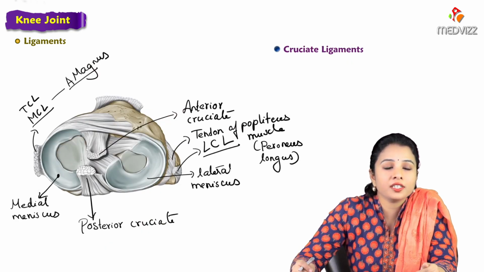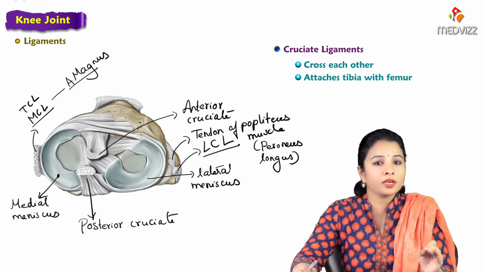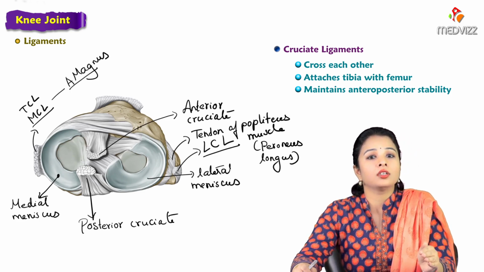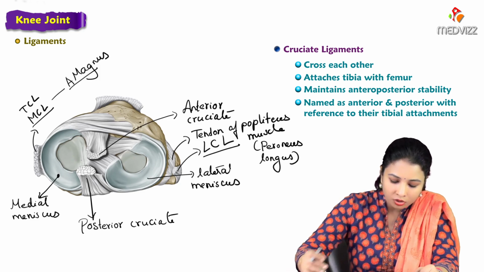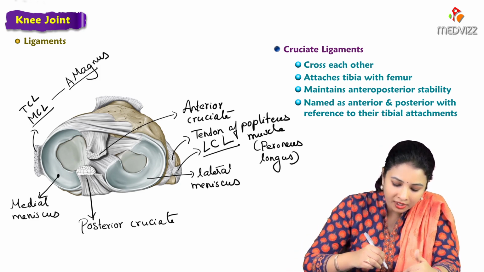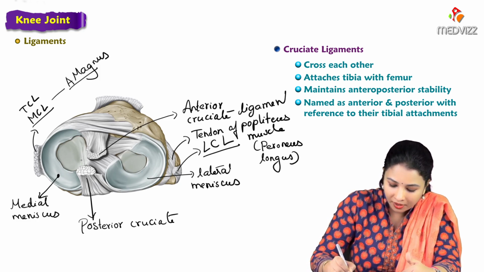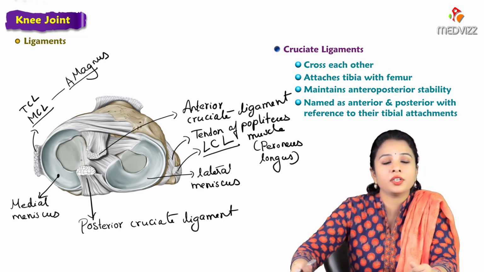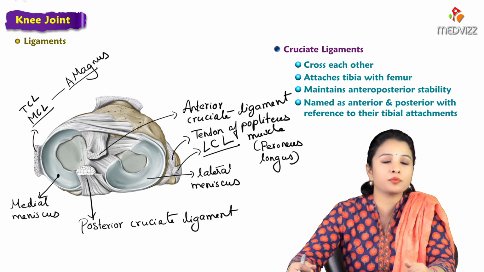So moving on to the cruciate ligaments. The cruciate ligaments cross each other and attach the tibia with the femur and maintain the anterior-posterior stability of the knee joint. They are named anterior and posterior cruciate ligament with reference to their attachment on the tibia. The anterior cruciate ligament attaches to the anterior part of the intercondylar area of tibia. The posterior cruciate ligament attaches to the posterior part of the intercondylar area of tibia.